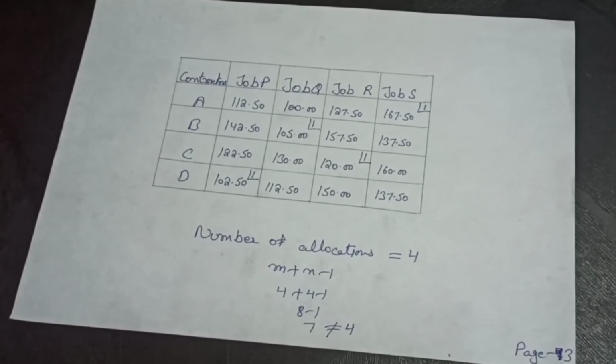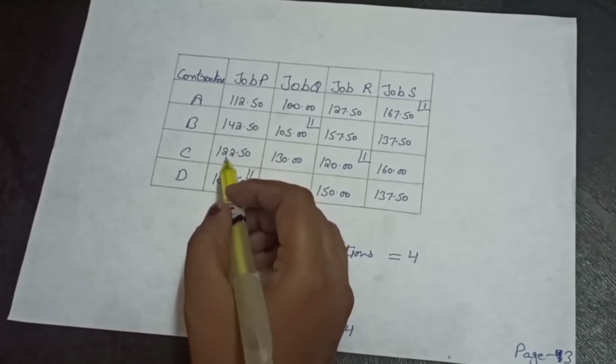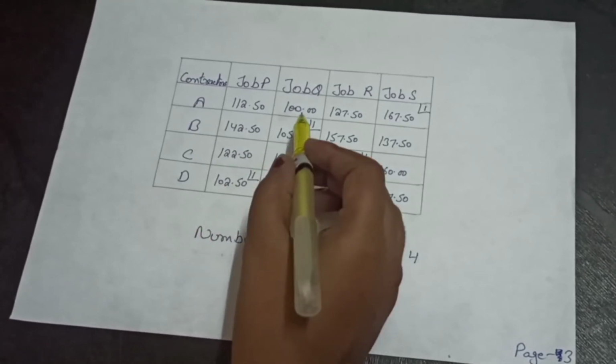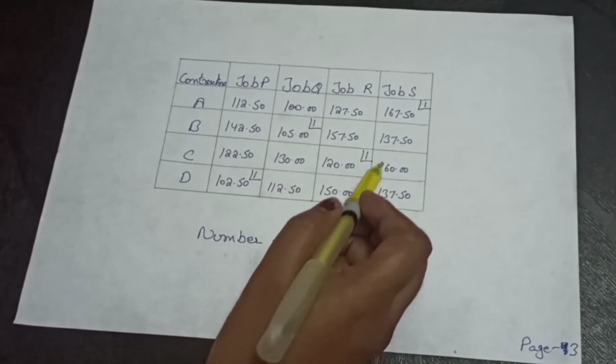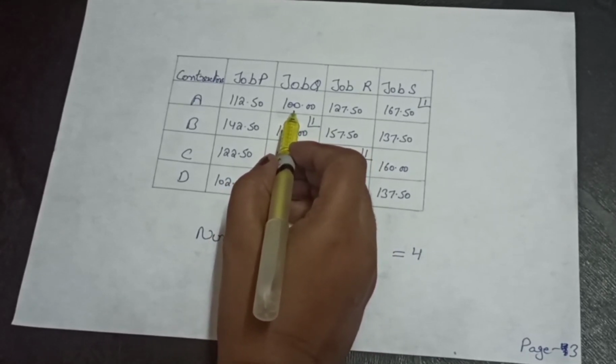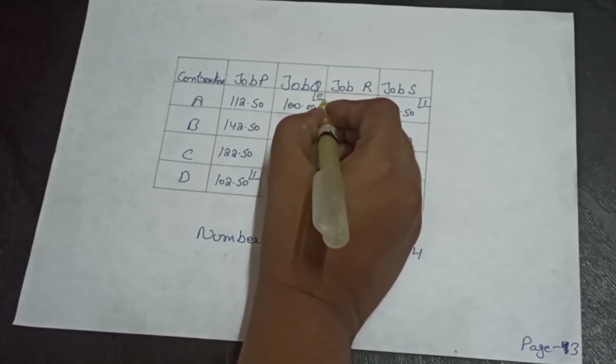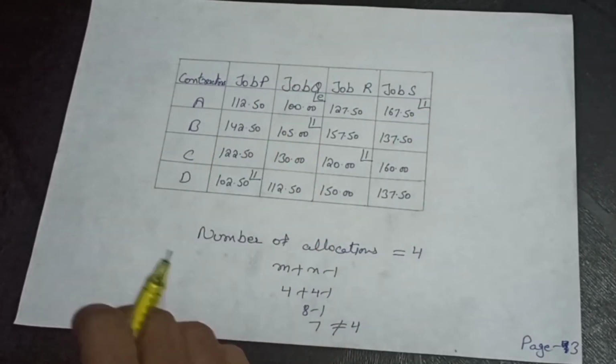First of all, we will check the minimum cost: 112, 142, 122, 102, 100. Here you can see 100 is the minimum cost. So we will select this cell for the allocation. We can put an E here. This is our first allocation.